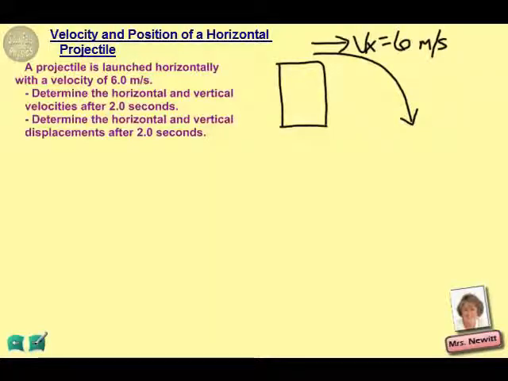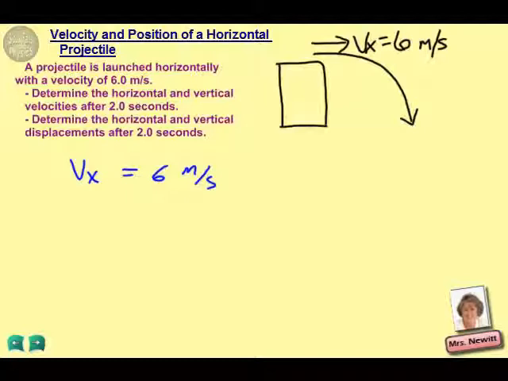Let's start with the horizontal, because that's really a relatively easy calculation here. We know we start out with a horizontal velocity of 6 meters per second, and since we're neglecting air resistance, that velocity is going to continue for the 2 seconds. So the horizontal velocity is still 6 meters per second. That hasn't changed. So we know that our v sub x after the 2 seconds would still be 6 meters per second. Nothing is going to change that.